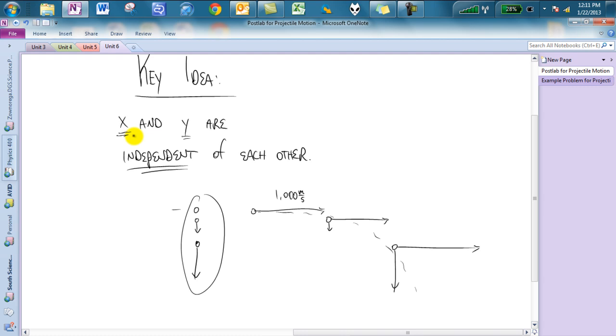Cool. So watch the example video. I think the example video will highlight a lot of these main points. It'll give you a nice little structure that you can follow so you can complete the worksheet tomorrow.